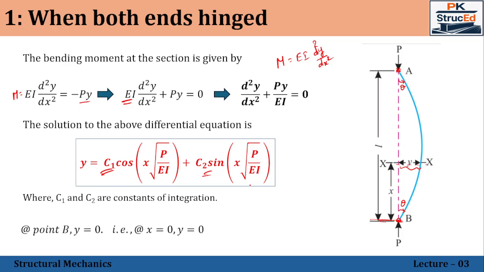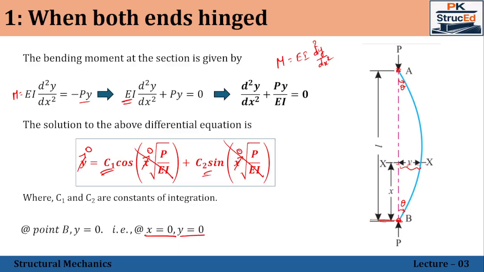Therefore, at x is equal to 0, y is equal to 0. So when we are substituting this condition, that is x is equal to 0 and y is equal to 0 in this equation, the left side will become 0. Coming to the right side, this is 0 and this is also 0. So the entire component will become 0.